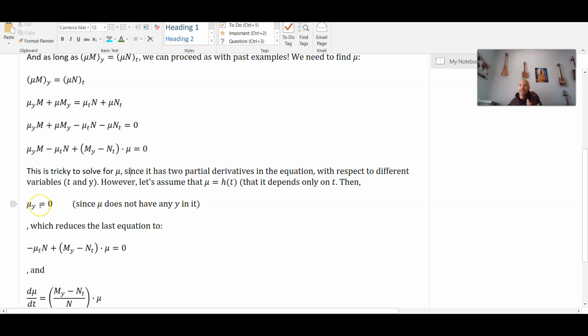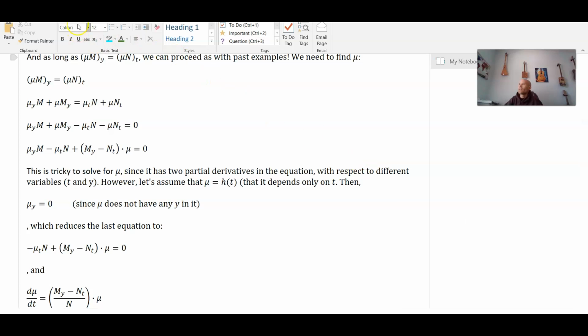However, what if it depends on y as well? What do we do then? Well, this is one possible integrating factor that we could come up with via our procedure here. But if this assumption fails and we end up with a mu that involves y as well, this method really does not work anymore. So we have an alternative approach.